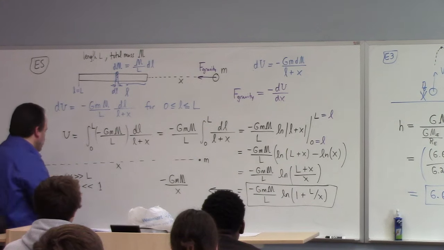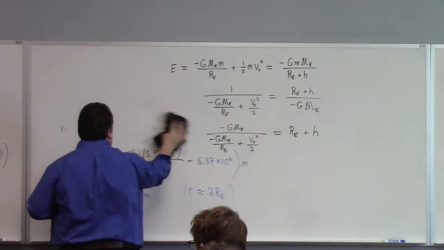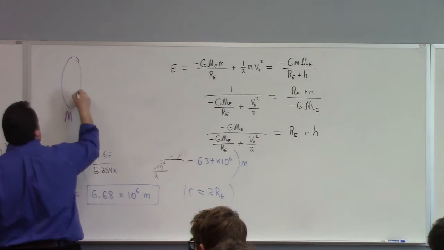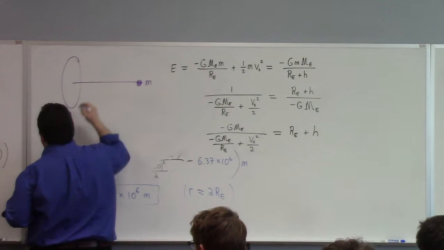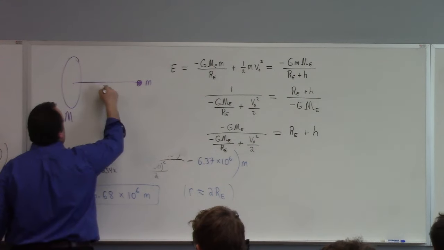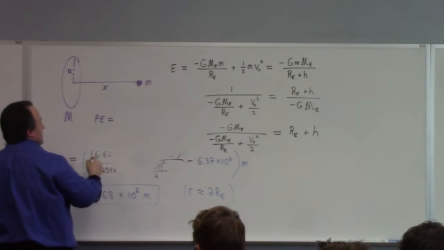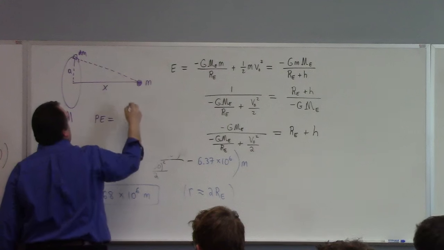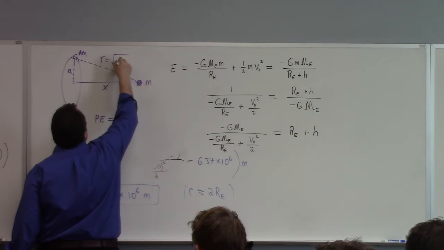Another question. This one won't take long at all. What if you wanted the potential energy of a hoop instead of a rod? Suppose you had a hoop like this, a hoop of mass M, and its distance from some mass m is X to the center, and the radius is A. What would be the potential energy in this system? What happens here if you think about a little dm? How far is it from m? Oh yeah, so r is equal to the square root of x squared plus a squared.